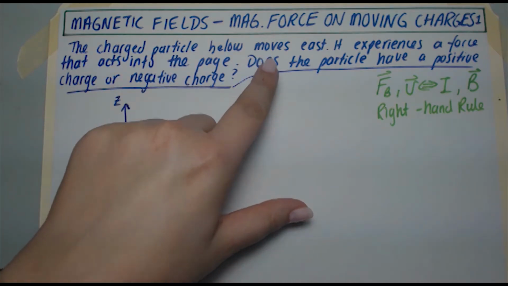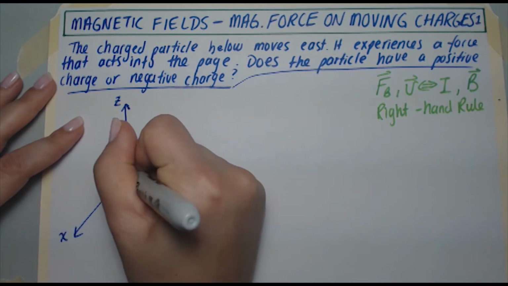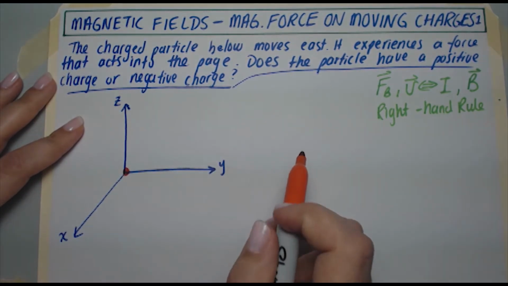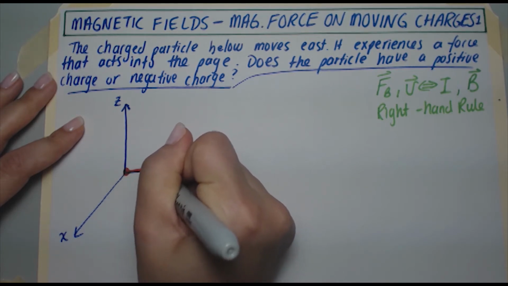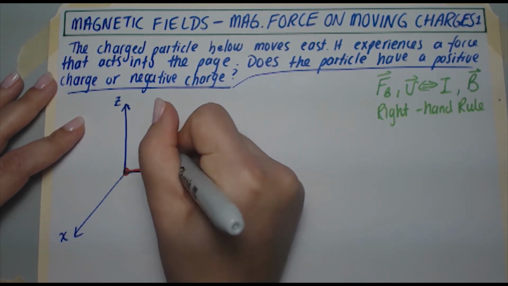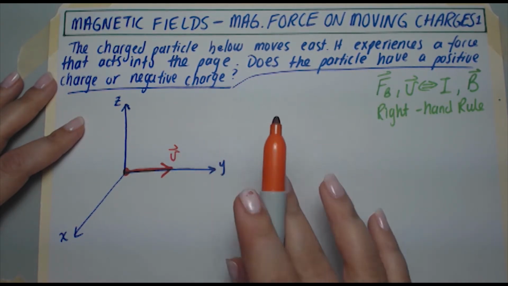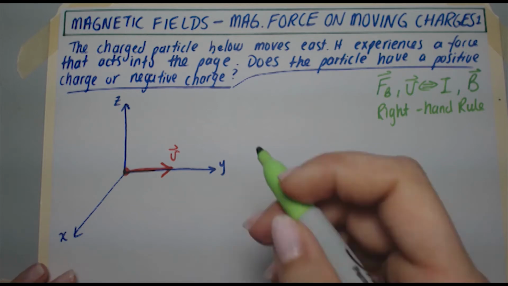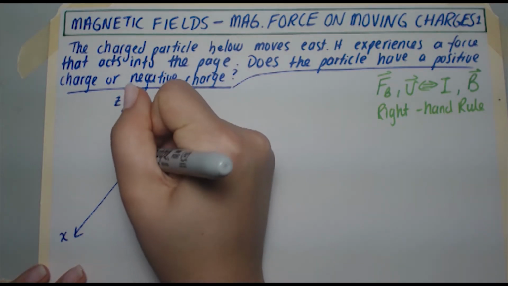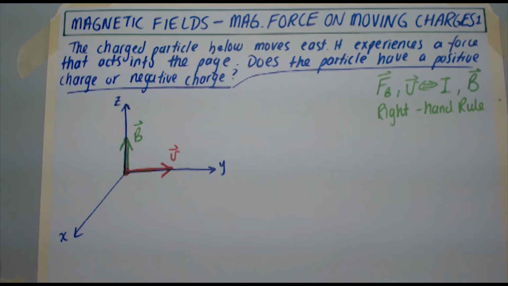It says the particle moves east. The direction in which you're moving is the direction of your velocity. So let's say the particle, we consider it to start there. It's moving east, so based on our diagram, it's moving in the positive y direction. This is the velocity of our particle. We're told it experiences a force that acts into the page. We have to figure out whether the particle has a positive or negative charge. Something that wasn't written in the question but is actually given is the direction of the magnetic field, and that is going in the positive z direction.